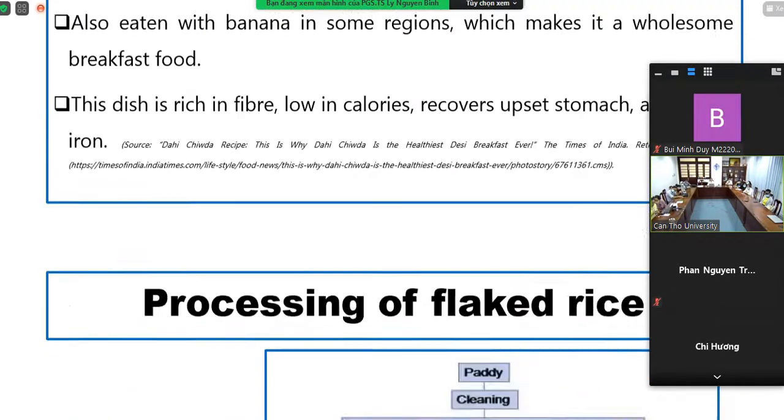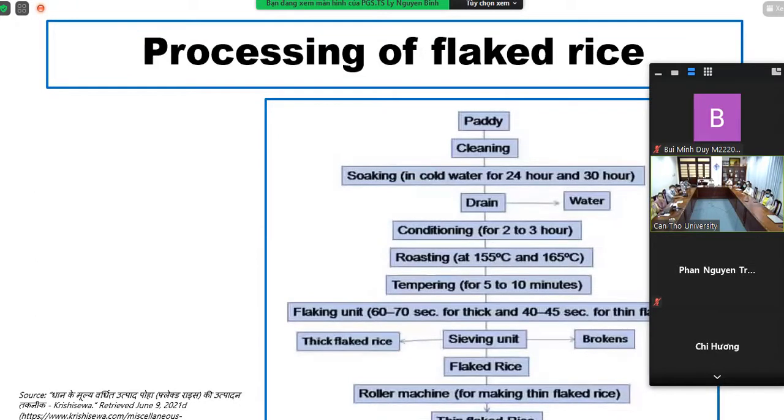So now we'll discuss the processing of flaked rice. At first, the paddy is cleaned and soaked in cold water for 24 to 30 hours, and then the water is drained. It is conditioned for 2 to 3 hours, then roasted at 155 to 165 degrees Celsius, and then tempering is done for 5 to 10 minutes.